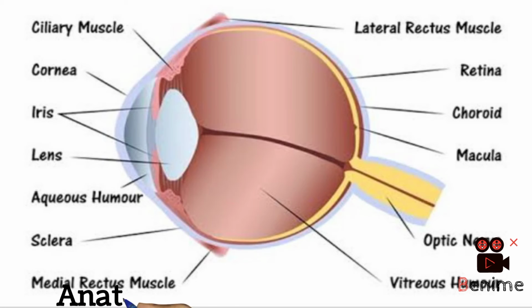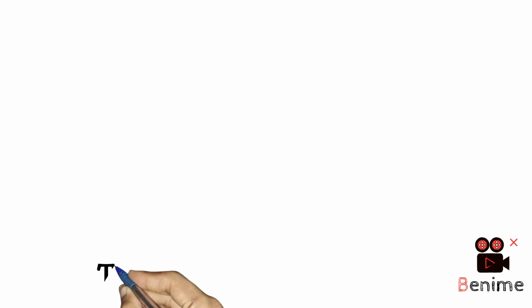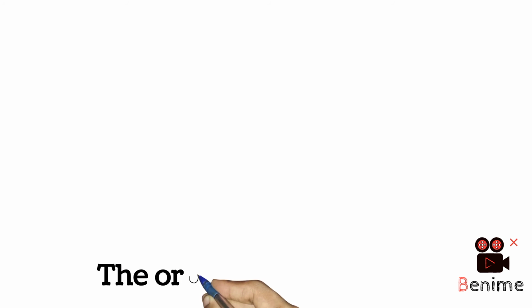The anatomy of the eye. The eye is the organ of sight and is situated in the orbital cavity. The orbital cavity is formed with contributions from the bones of the face and the bones of the skull. This orbital cavity houses the eyes.